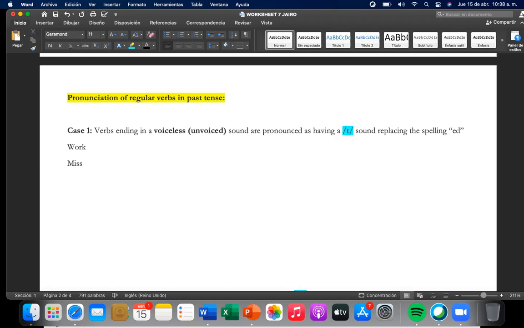We're going to begin with case number 1, okay? This is case number 1. And it says, verbs ending in a voiceless or a voiced sound. So here I have 2 examples. Miren que estamos mirando cuál es el sonido en el cual termina el verbo. En este caso, ¿cuál es el sonido en el que termina el verbo work? A ver quién me dice.